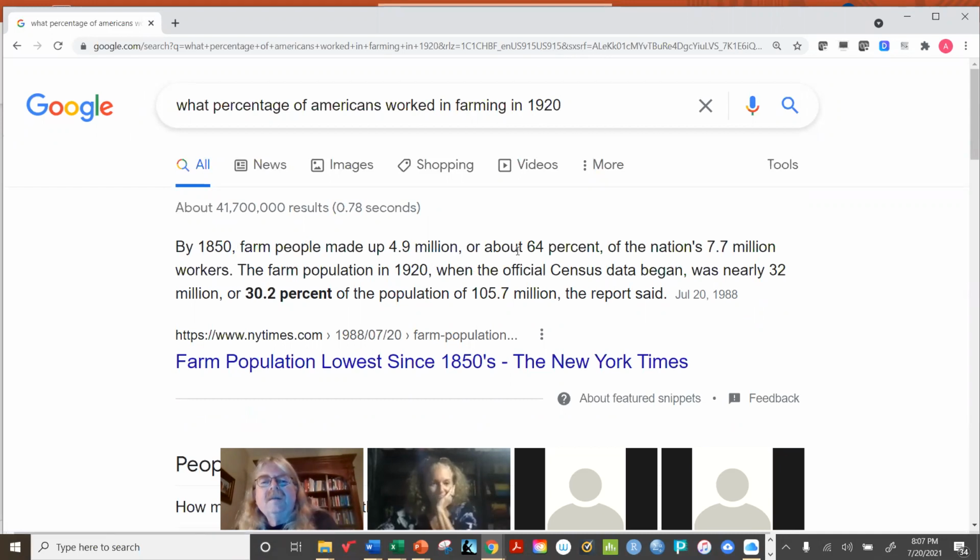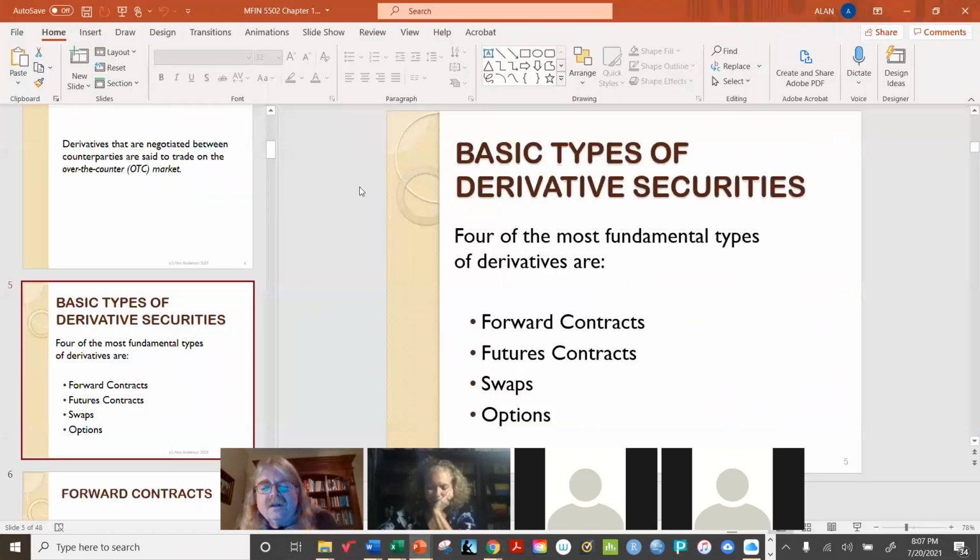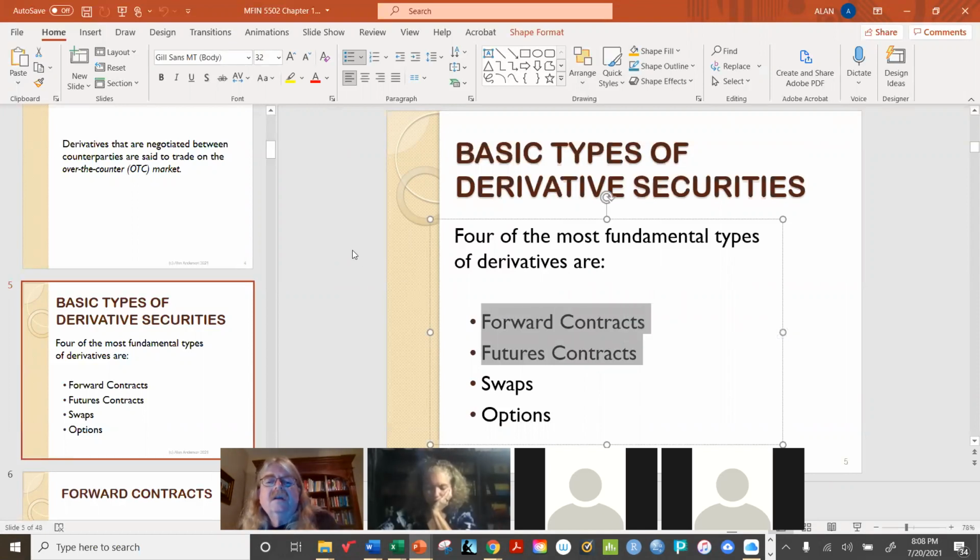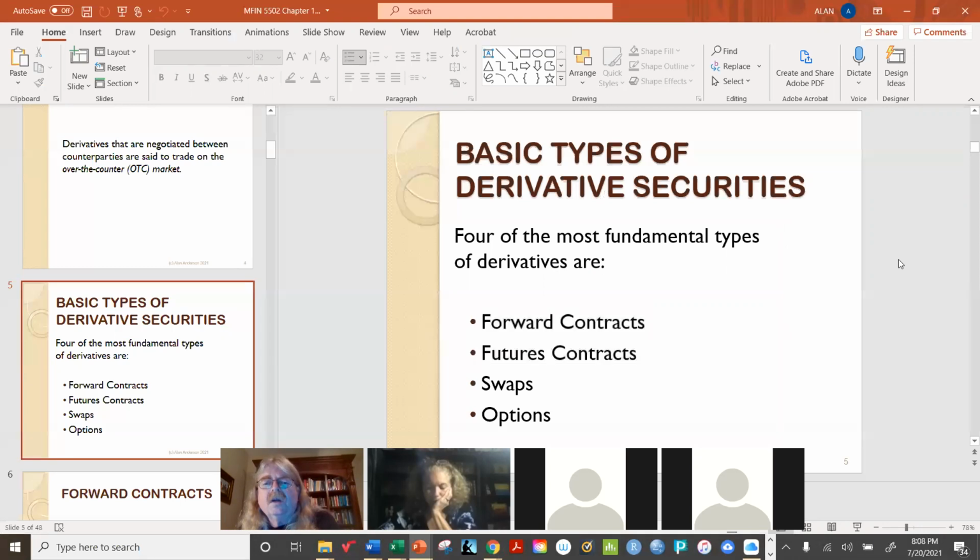In 1850, farming made up 64% of the jobs. In 1920, it was 32%. Now it's around 10.9%. So why is this happening? Because agriculture is so efficient. But these contracts were very helpful to farmers. As you can imagine, farming is a very risky business. You plant your crops, let's say in the spring, and you harvest them in the fall. And when you planted them, you had no idea what they'd be selling for in the fall. So in order to hedge the risk that the prices might drop, you can enter into one of these contracts.